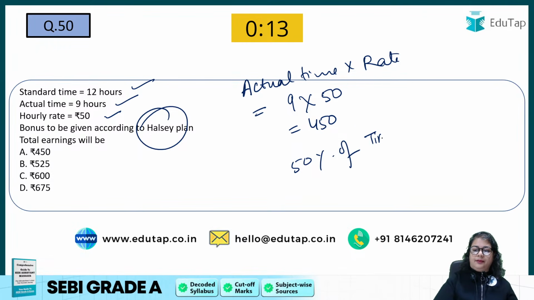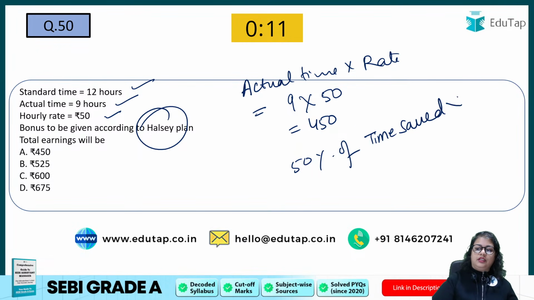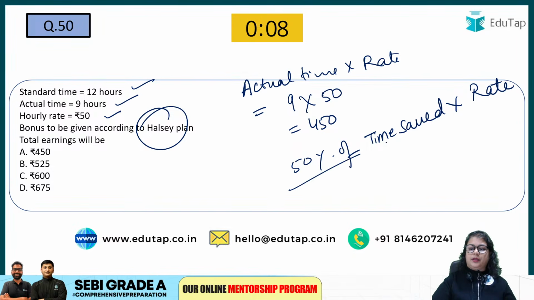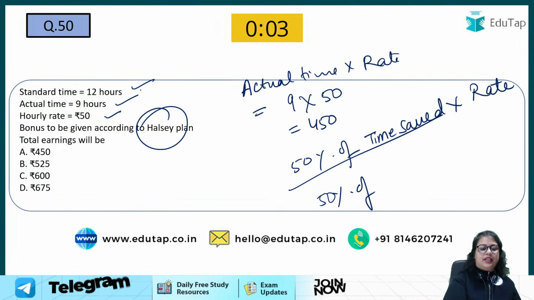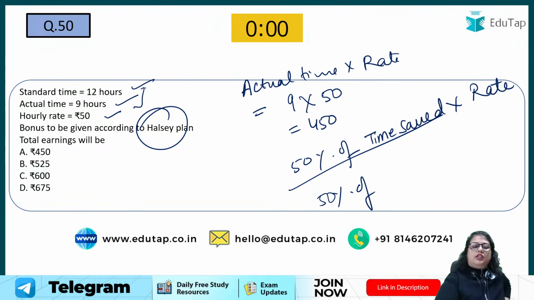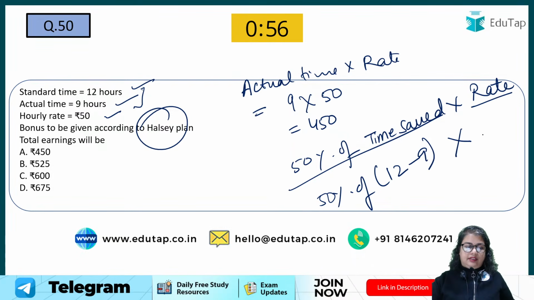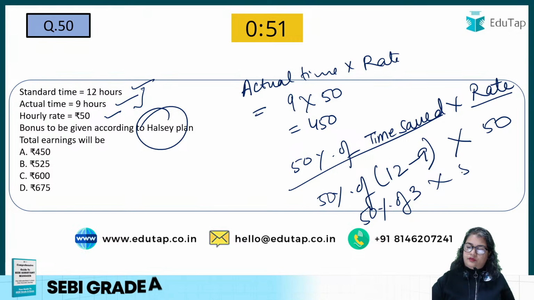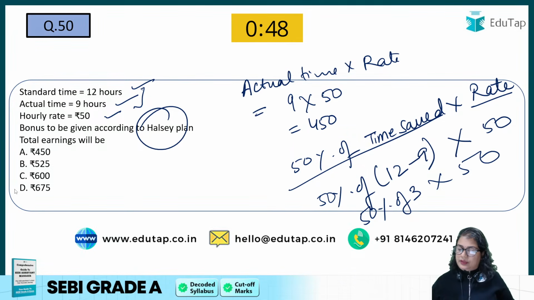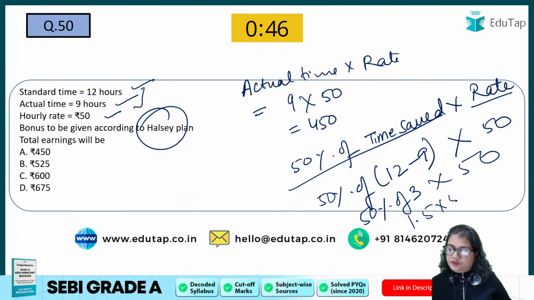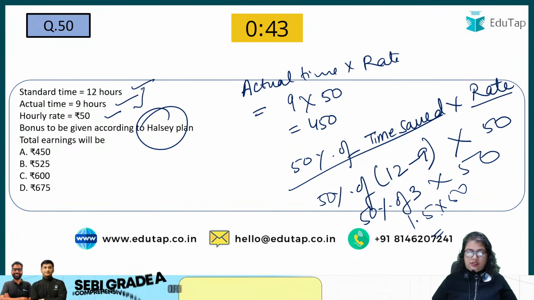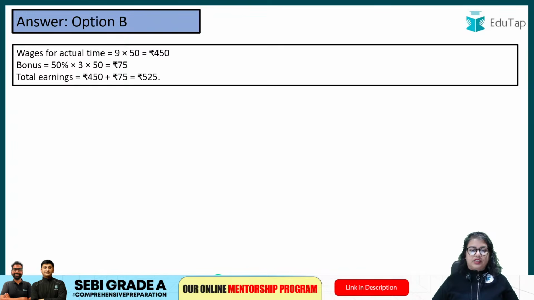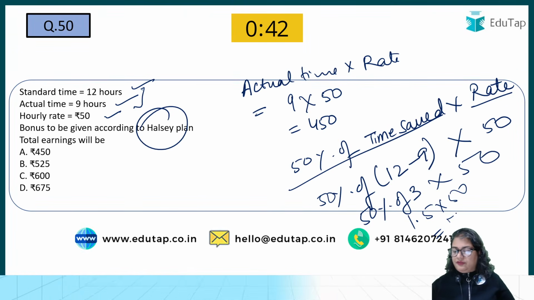50% of time saved, into the rate. So what is the time saved? Standard time minus actual time. 12 minus 9, into the rate, that is 50 rupees. So 50% of 3 into 50. So it will be 1.5 into 50. Please help me calculate this. So this will be 75. Yes, it will be 75 rupees.